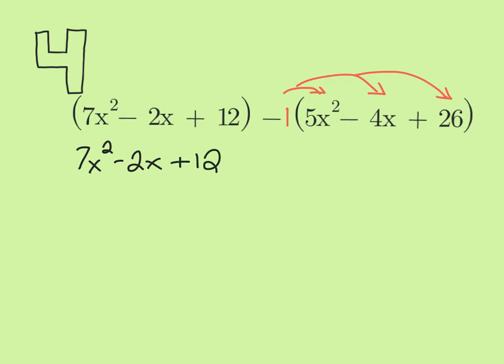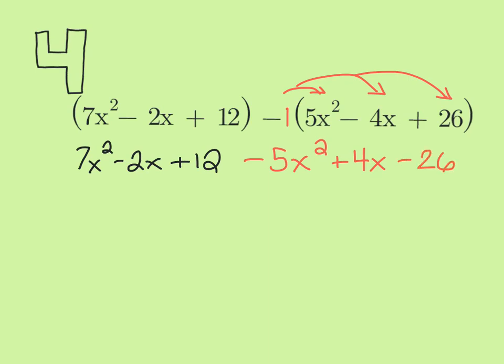So when I multiply through by negative 1, every sign inside the trinomial will change. Negative 1 times 5x squared is negative 5x squared. Negative 1 times negative 4x is positive 4x, and negative 1 times positive 26 is negative 26.